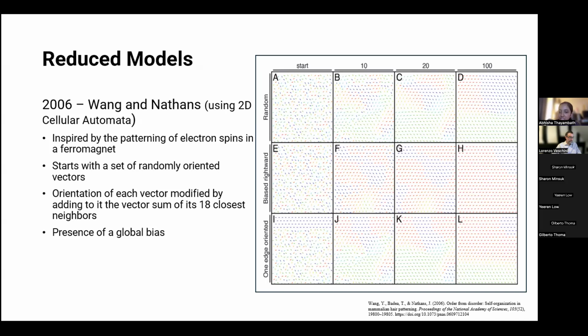The second configuration is again a random initial configuration, but with a global bias that would help the follicles to align from left to right or proximal to distal direction. They also examined a third configuration where there are a few rows in the initial configuration that are perfectly oriented from left to right, and then over time, the rows that were initially oriented help the rest of the rows to polarize from left to right, and it's highly resistant to perturbations from other follicle alignments.